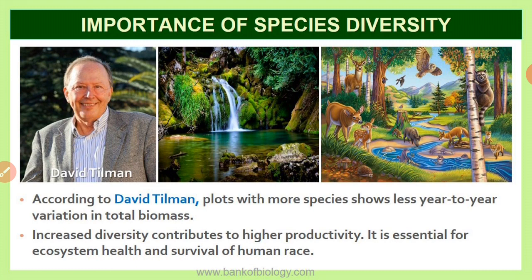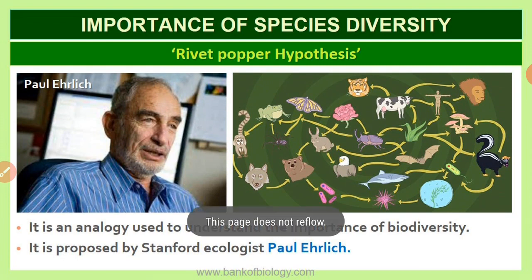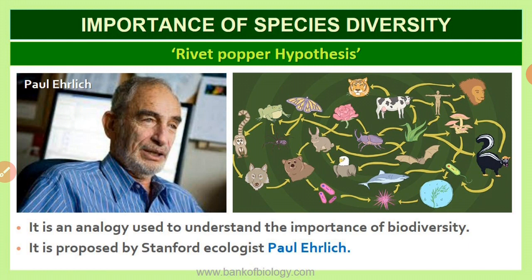So, as I already told you, species diversity plays a significant role in increased stability, higher productivity, and normal functioning of the ecosystem. We will first see how increased stability is seen. Communities with a higher number of species tend to be more stable as compared to communities with a lesser number of species.